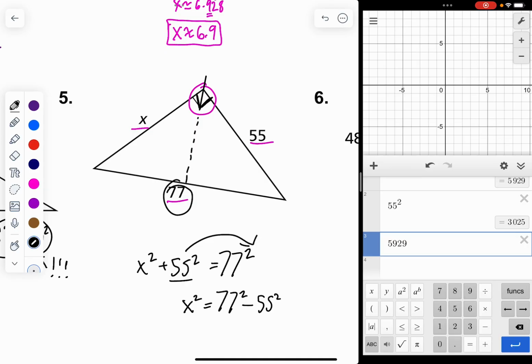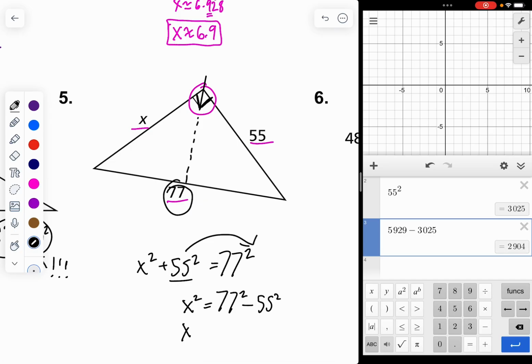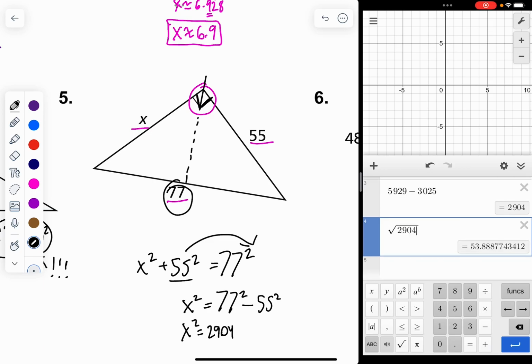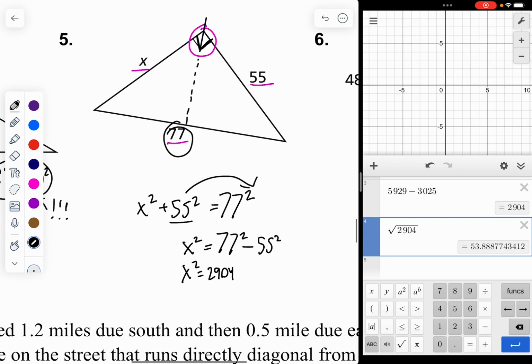5929 minus 3025 gives me 2904. X squared equals 2904. We need the square root of that. 53.88877, blah, blah, blah. And we're going to round that to the nearest tenth, so approximately 53.88, which makes it 53.9.